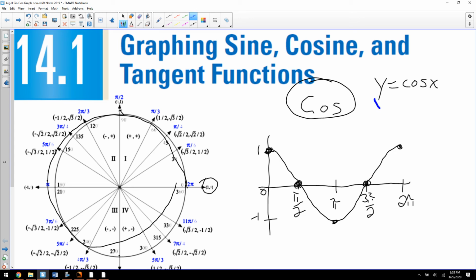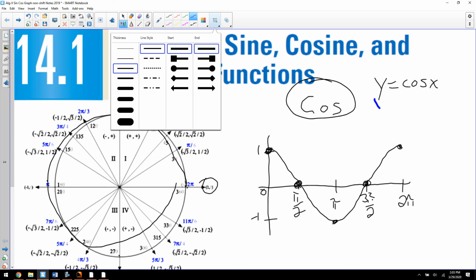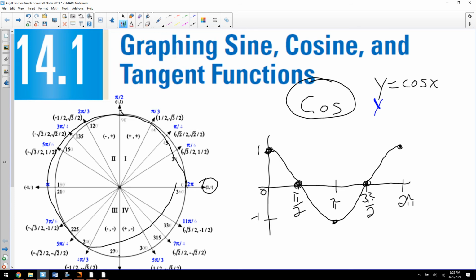I'm going to do the same thing. Let's do one in blue for sine. All right, so sine starts at 0. At pi over 2, it's at 1. At pi, it's back to 0. At 3 pi over 2, it's at negative 1. And then at 2 pi, it's back to 0. So you get this curve.